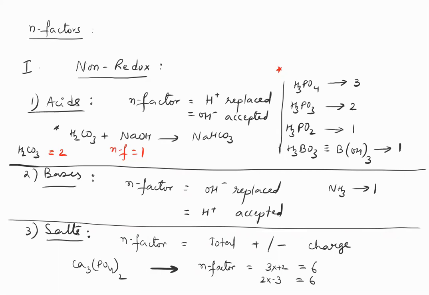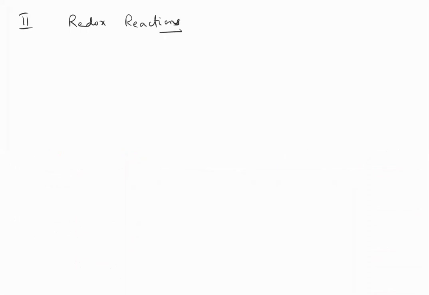That or this, don't add them, don't subtract them, nothing. You can say 6 from here or you can say 6 from here. You don't have to give the sign, you just have to give the magnitude of the charge. This is all for non-redox reactions. The next category we're going to do is redox reactions. First, when you are given a reaction, classify it as non-redox or redox, and then start applying this.